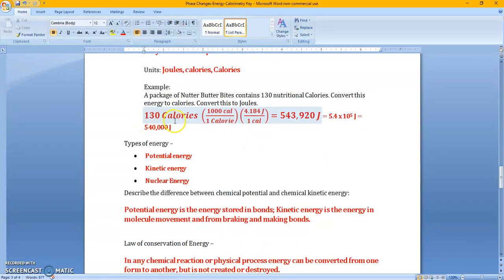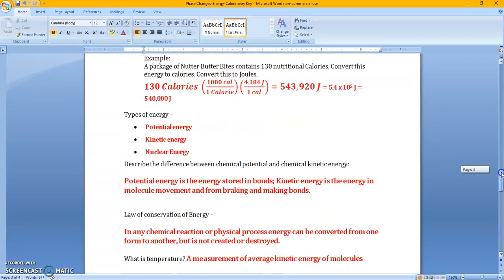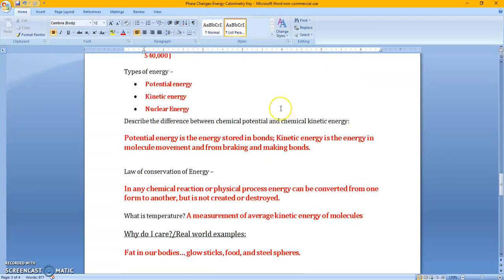So in our example, we had 130 calories. We used our dimensional analysis to go from big calories to little calories to joules, and we were able to get how many joules were in a Nutter Butter Bite. All right. The next part we talked about was the types of energy: kinetic, potential, nuclear energy. But there are so many more. There's light energy, heat energy. There is chemical potential energy. There's chemical kinetic energy. There is static energy. There are lots of types of energy. These are the three that mainly come to mind, but there are tons of them, okay?